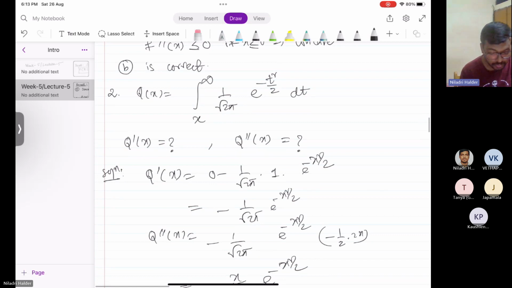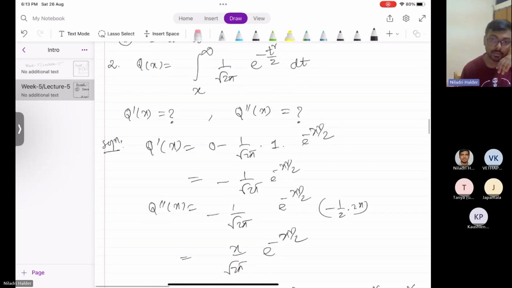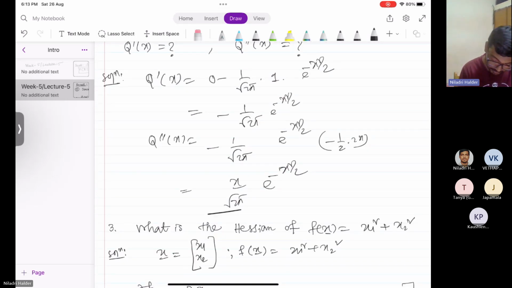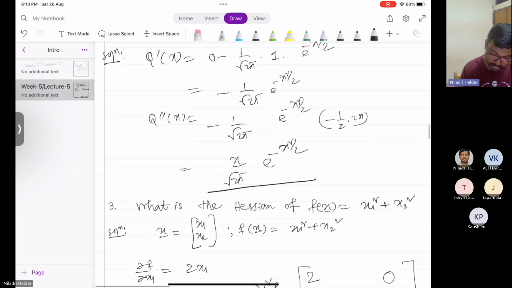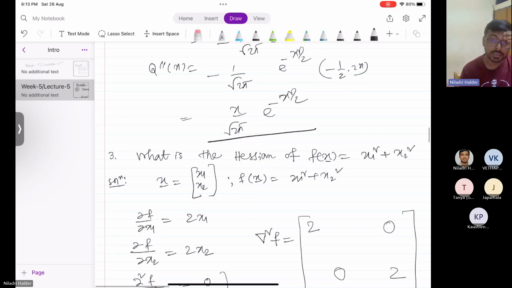Then q(x) equals this. Now we need to find q dash x and q double dash x. I have already found these out. So this is the q double dash x. This is greater than or equal to 0 for x greater than or equal to 0. So that's why q(x) is a convex function.